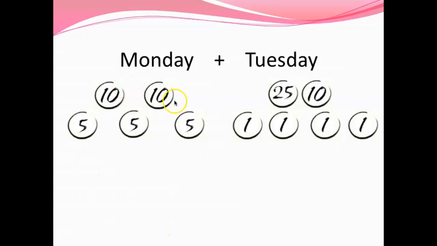On Monday, she has 2 dimes and 3 nickels: 10, 20, 25, 30, 35 cents. On Tuesday, she has a quarter, a dime, and 4 pennies: 25, 35, 36, 37, 38, 39 cents.